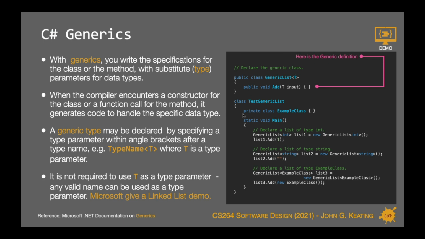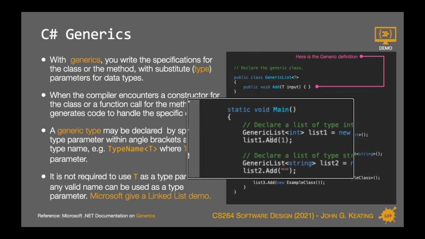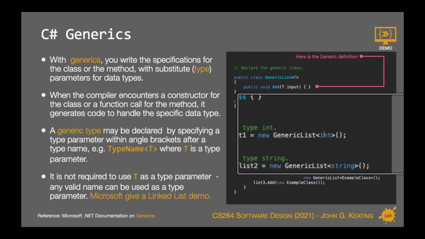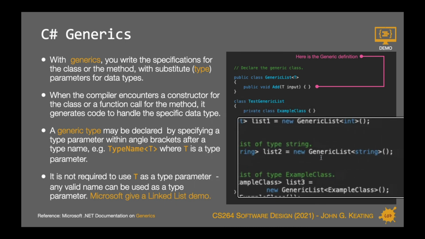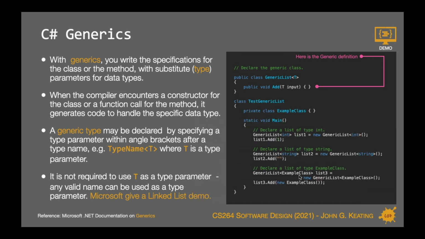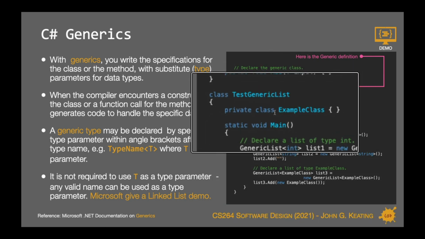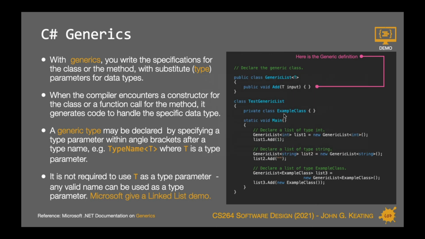Then we have a class that would test the generic type. So here I'm creating a generic list of numbers, and then I'm adding a number. Okay? Because I'm telling it that this is a generic list of ints. Now I'm creating a list of strings. And now I'm going to create a list of my example classes. And my example class was just simple, that did nothing.